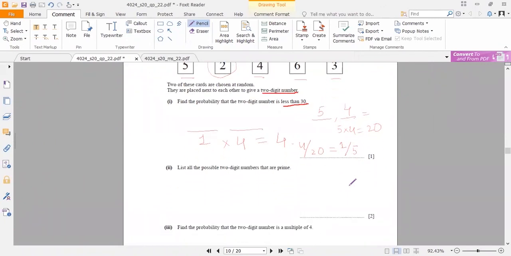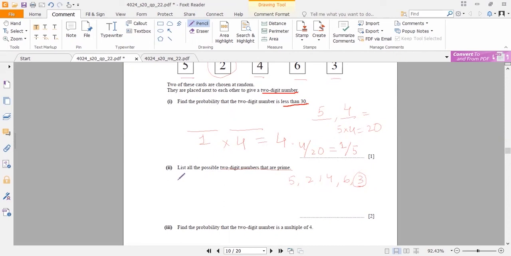List all the possible two-digit numbers that are prime. So we have the numbers over here: 5, 2, 4, 6, and 3. It is quite clear that if we need a prime number, the ones column should be 3 only. Because if we have 2, 4, or 6, it will be divisible by 2, and 5 will be divisible by the table of 5. So we need only 3 in the ones column.